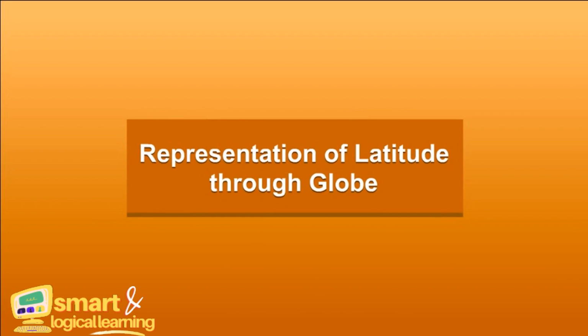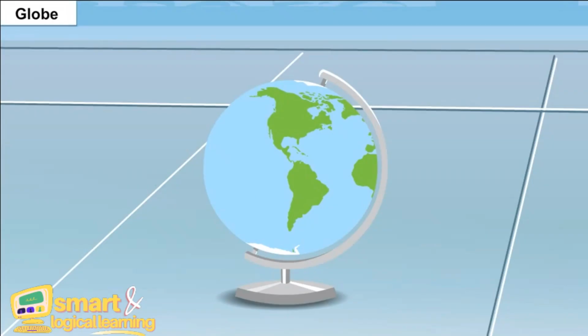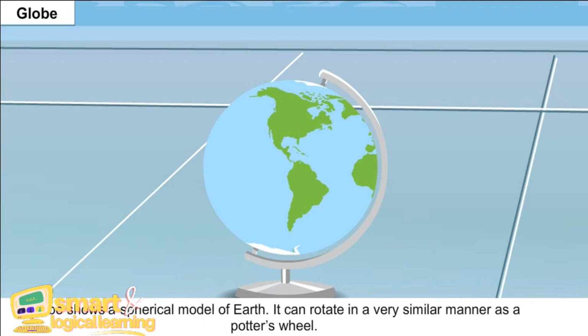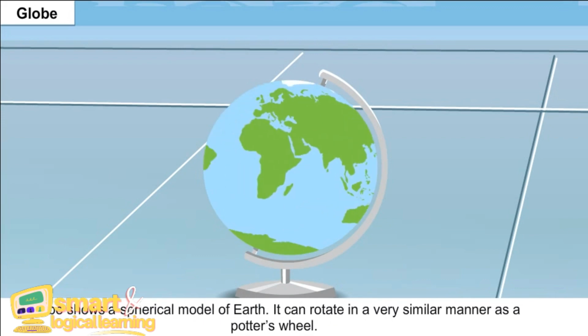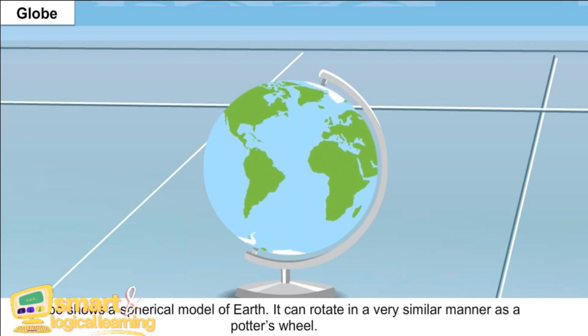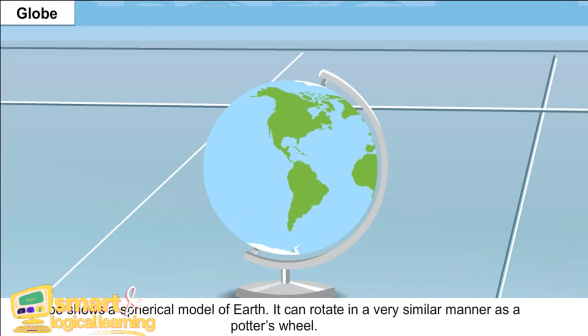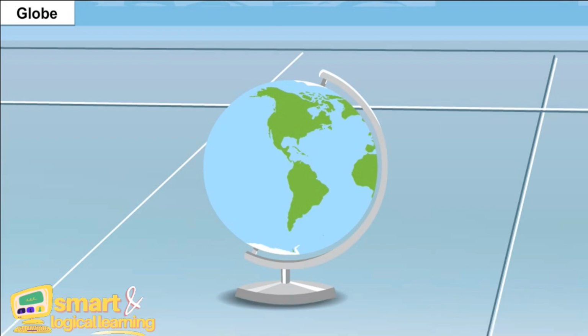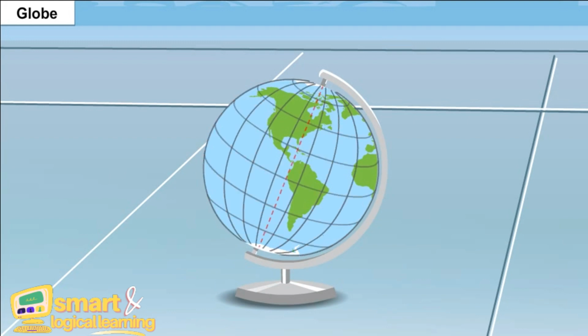Representation of latitude through globe. Globe shows a spherical model of Earth. It can rotate in a very similar manner as a potter's wheel. To locate specific places, we use certain points of references or lines.